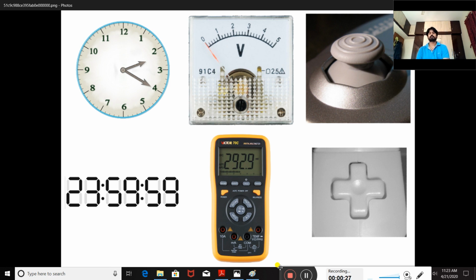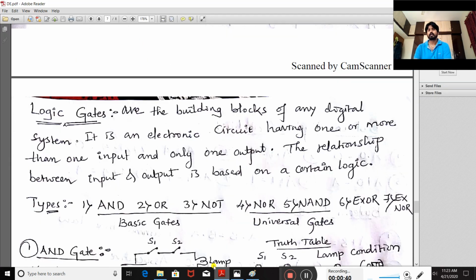Hello students, in today's lecture we are going to learn about types of logic gates in digital electronics. So let's start with the concept. What are logic gates? Logic gates are the basic building block of any digital system.